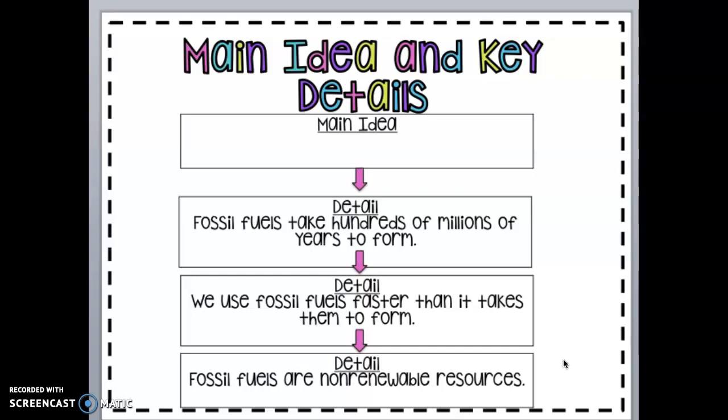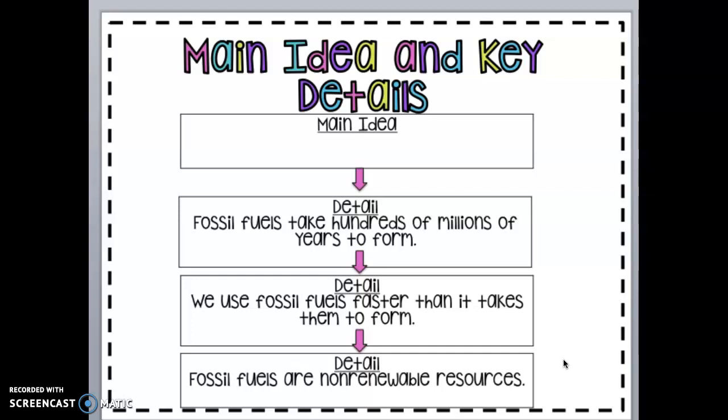What could the main idea now be? We know that they take hundreds of years to form. We know we use them faster than we make them. And we know once they're gone, we can't ever make them again. What could the main idea be? This is where you're going to have to think about these details and come up with what the main idea would be. So sometimes it takes a little longer for you to understand what the main idea is.